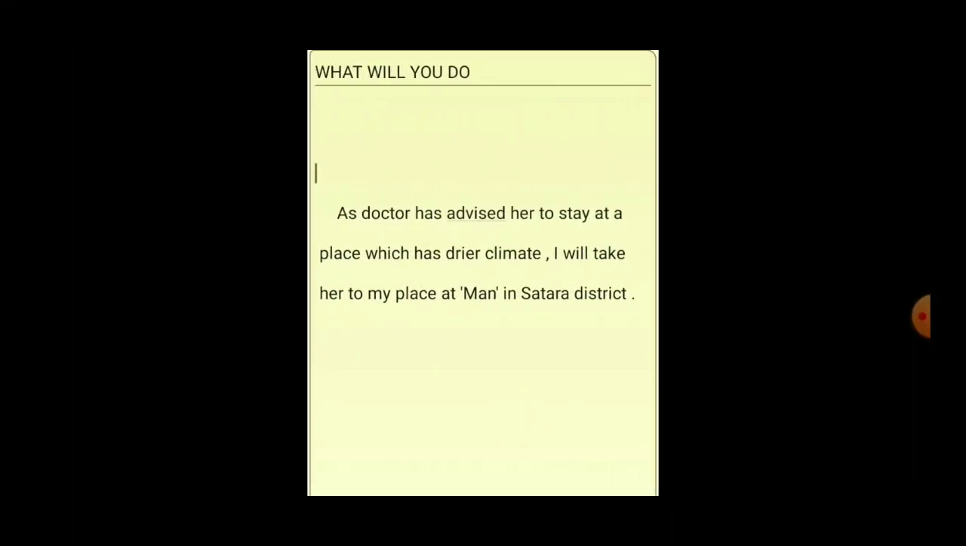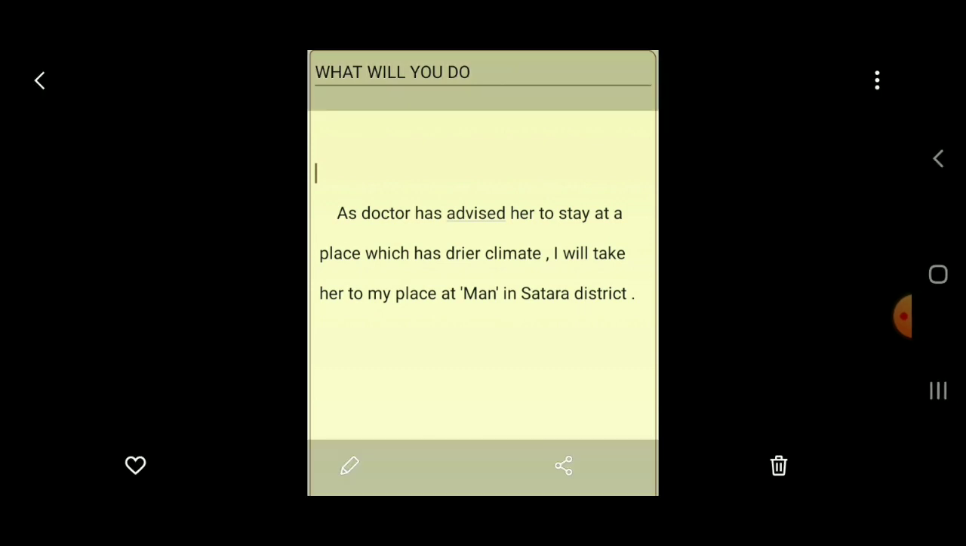Now the next part is, what will you do? You stay at Man in Satara district. Your grandmother stays at Vengurla in Sindhudurga district. During Diwali, you often visit Vengurla. You like the sea coast there. The warm air of that region attracts you because you are freed from the dry air and scorching cold of your place. This time, grandmother is suffering from asthma.